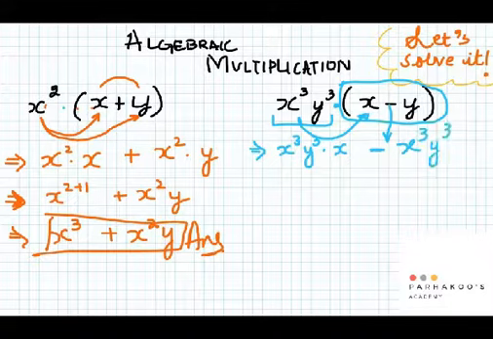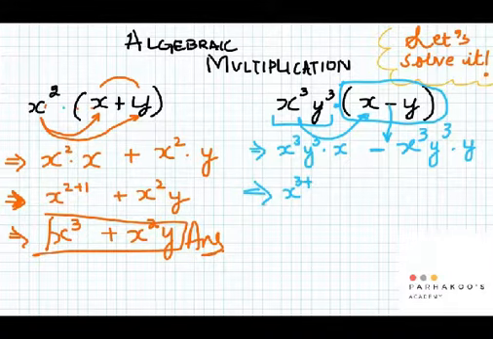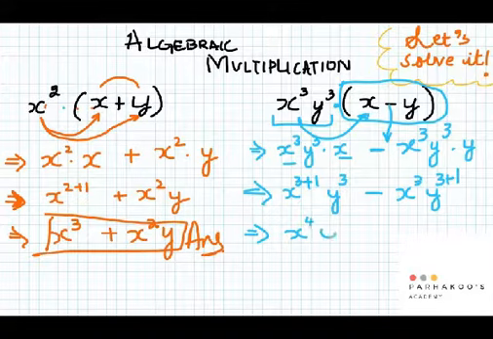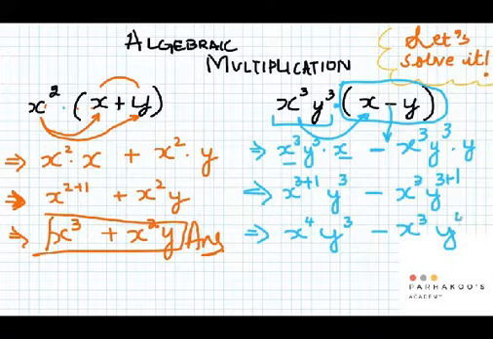So x to the 3 plus 1, because we have the same base, y would remain the same, and here x cubed, and we have two y's having power 3 and 1. Now let's simplify it. So x to the power 4 y cubed minus x cubed y to the power 4.